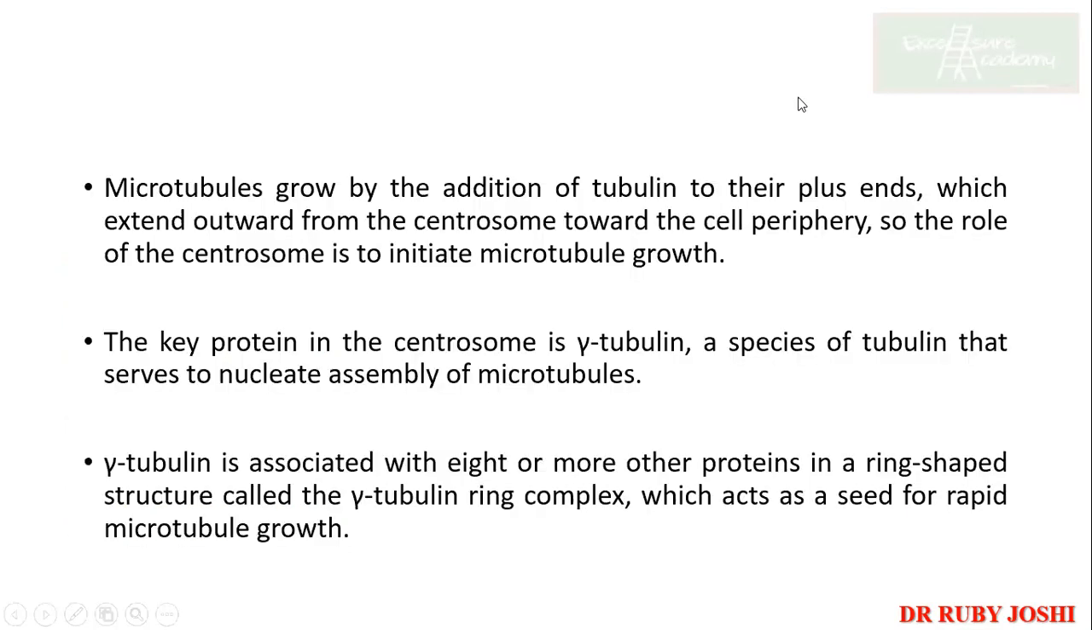So microtubules grow by the addition of tubulin to their plus end, which extends outward from the centrosome towards the cell periphery. So the role of the centrosome is to initiate the microtubule growth. So where you have your centrosomes present, from there itself the microtubules will start. So this is the plus end where more tubulins will be added. Okay. So the key protein in the centrosome is the gamma tubulin, which is present at the base, which helps in nucleating the assembly of microtubules.